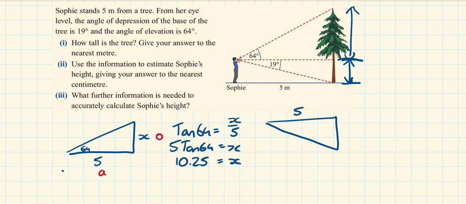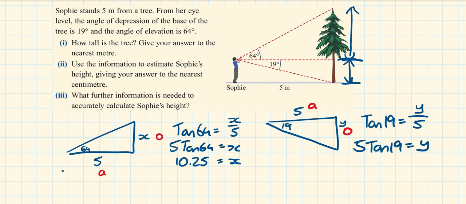So let's do the exact same thing then with Sophie at the bottom of the tree. So we've got length of 5, 19 here. Again, it's going to be your adjacent and your opposite. It doesn't really matter. So we've got tan 19 equals, we'll just call it y for the sake of it, y over 5. Times it by 5, we will get 5 tan 19 is equal to y. So let's have y equal to 1.72.